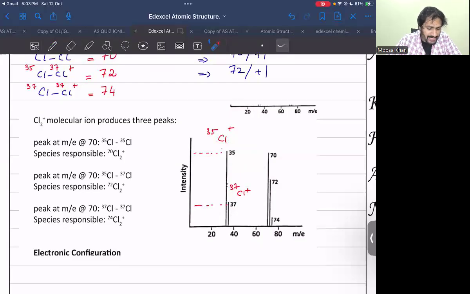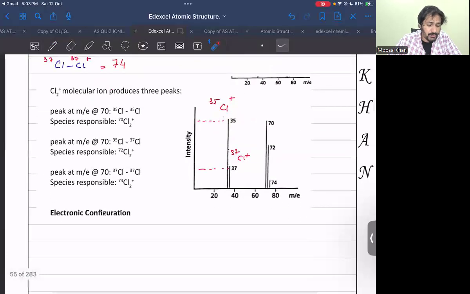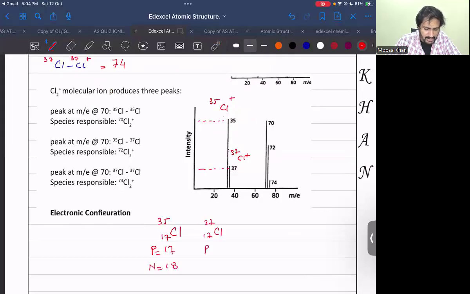So can a chlorine element have any other isotope with a mass number 70? Do you think it would be possible for a chlorine atom with 17 protons? It makes sense if a chlorine atom has 17 protons and 18 neutrons. And again, it still makes sense if a chlorine atom has another isotope with 17 protons and 20 neutrons. But if we consider this as one of the isotopes of chlorine, how would you know that it's the molecular ion peak?